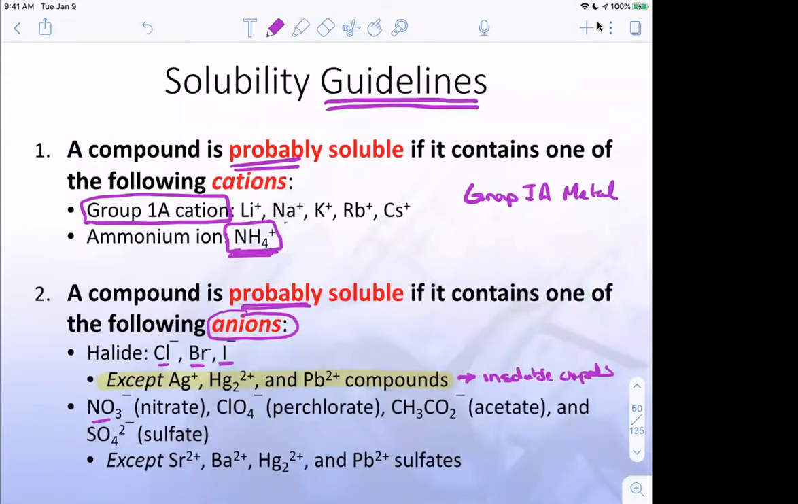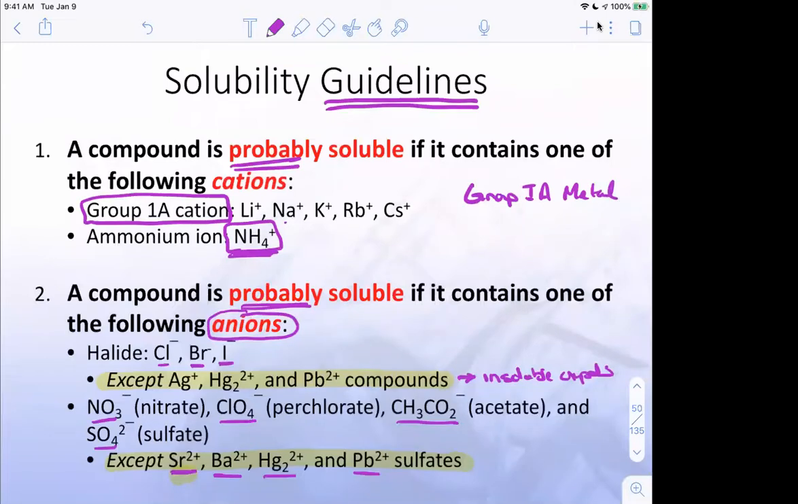If I have nitrate, chlorate, perchlorate, acetate, or sulfate, I'm almost always soluble, except if one of those ions is combined with strontium, barium, mercury 1, or lead 2. These exceptions are important to note, and as a chemistry student, these solubility guidelines are going to be used often in the next coming weeks.